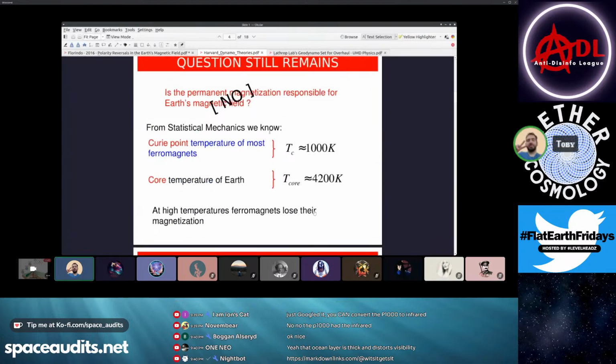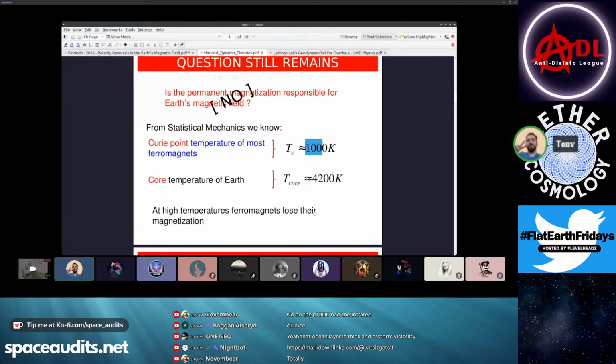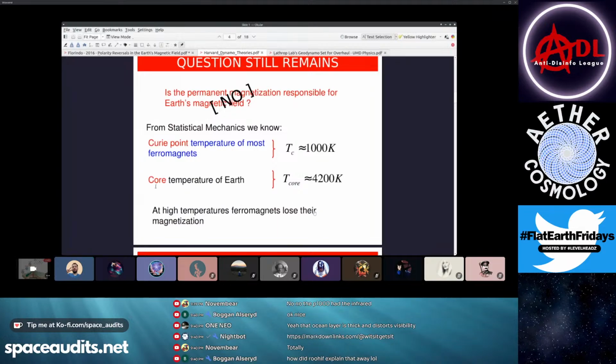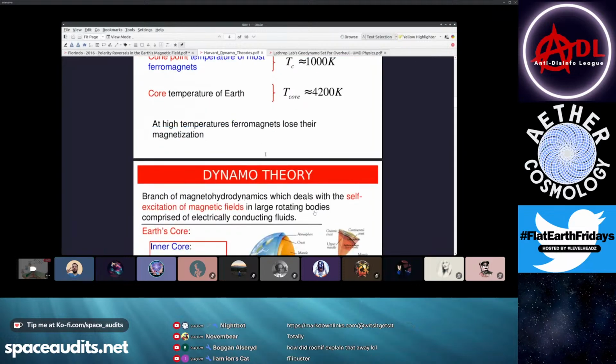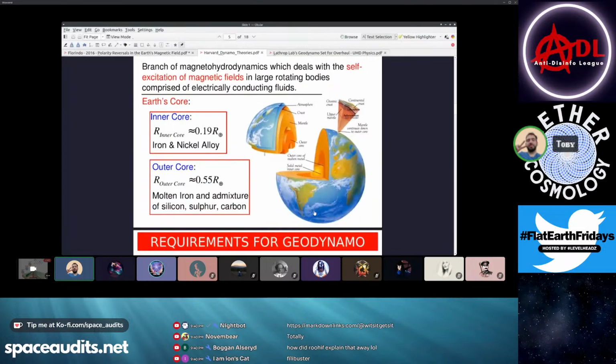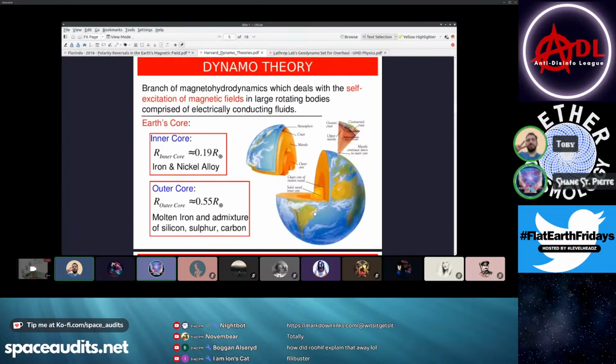So we've got the Curie point. From statistical mechanics, we know that the Curie point temperature of most ferromagnets is around 1,000 Kelvin. And the temperature at the core of the Earth is around 4,200 Kelvin. So ferromagnets do lose their magnetization at that temperature, but that's not how the dynamo theory works. We've got our convection currents anyway. So there you go.